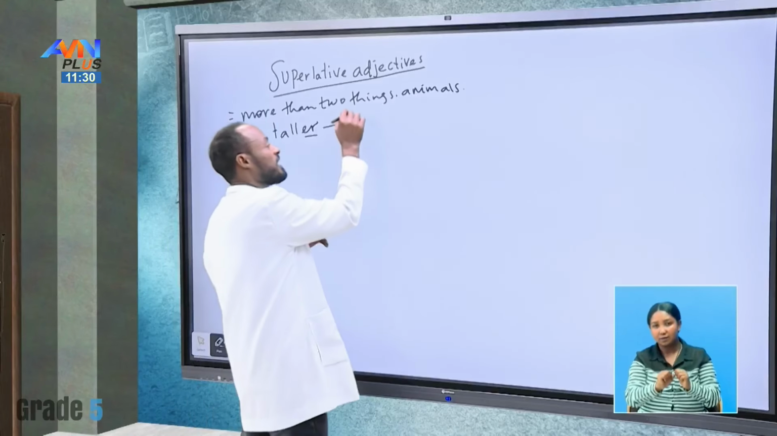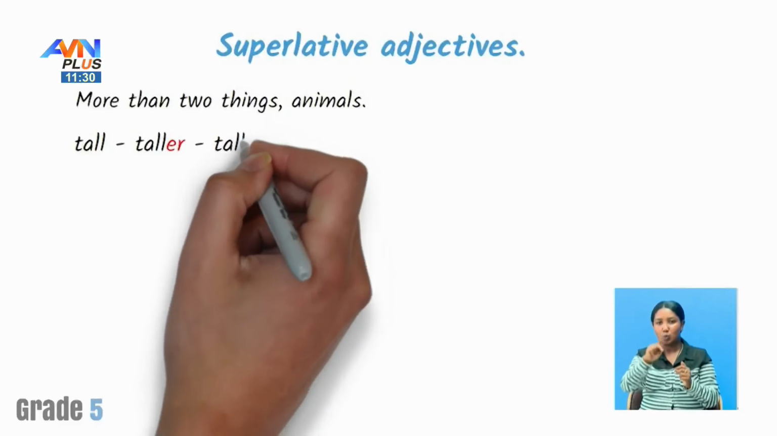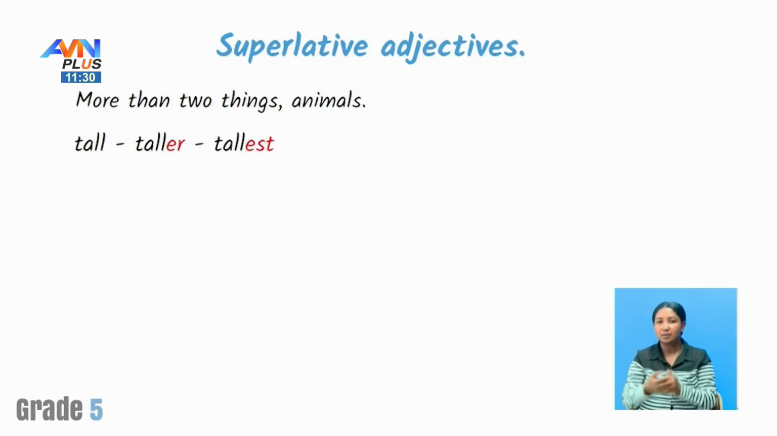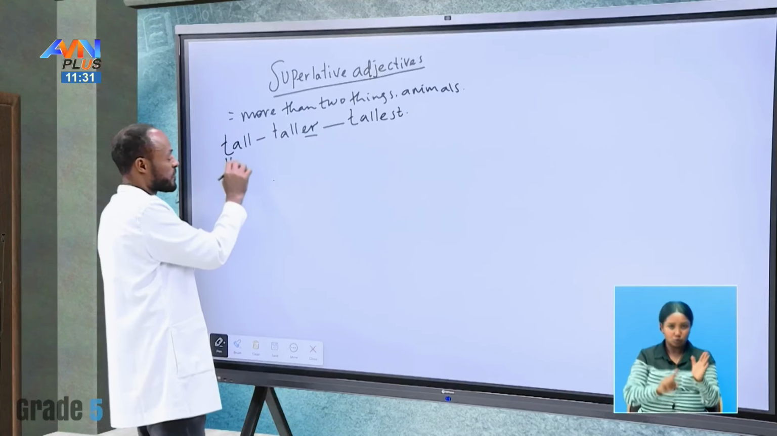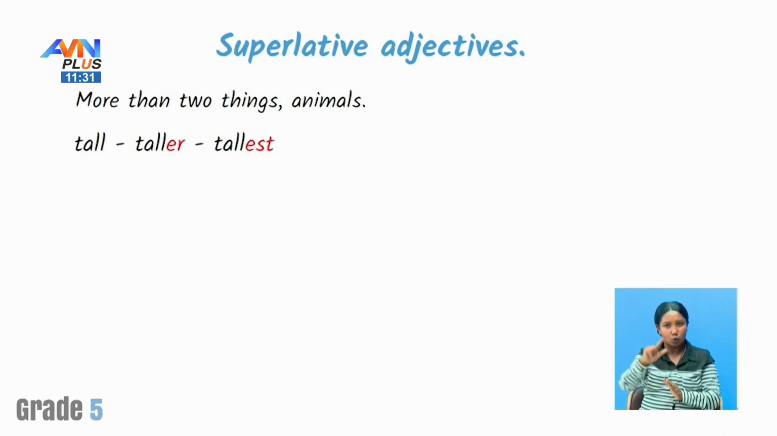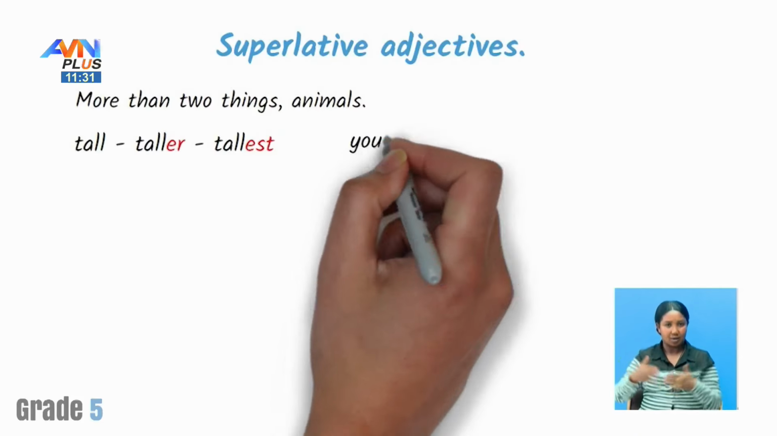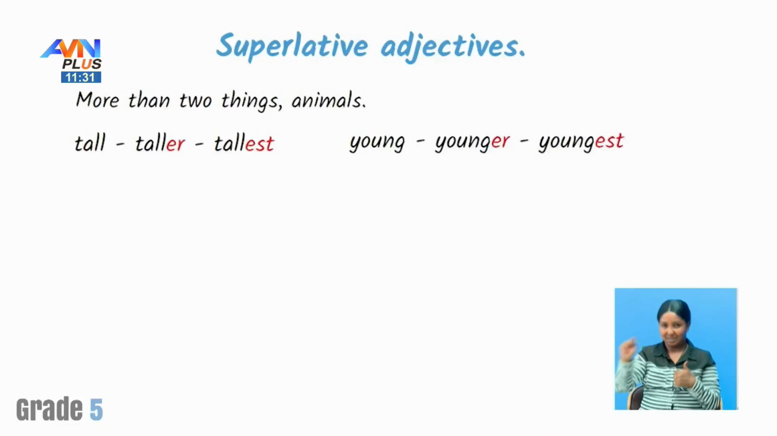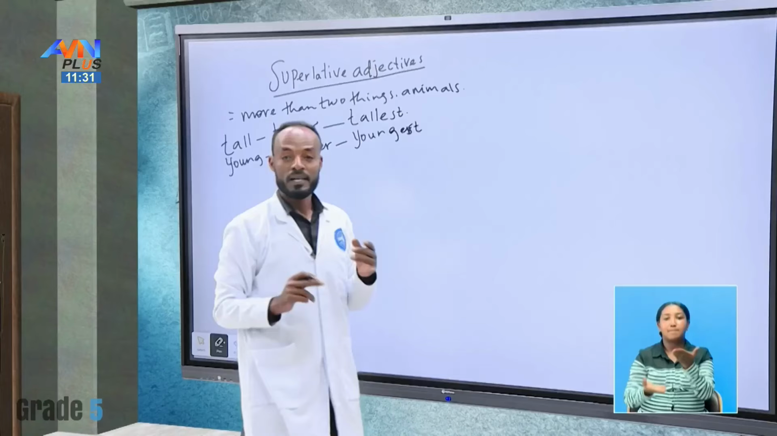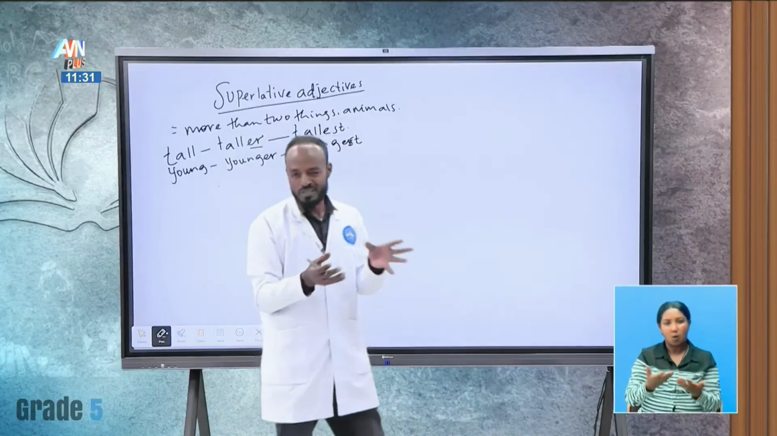Now let's go to the superlative. What could be added here? Normally, in superlative degree, we have to add EST or ST or maybe IEST, as it depends. Here, young, younger. What about the superlative form? Youngest. If you are comparing more than two persons, more than two things, or more than two animals.